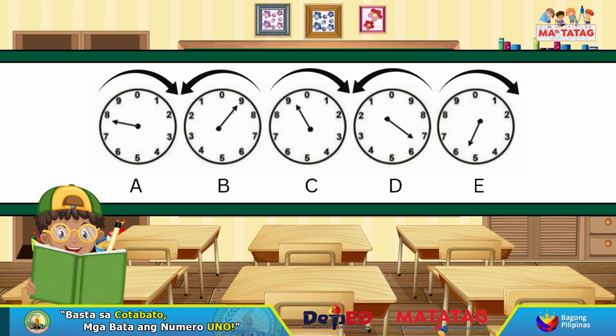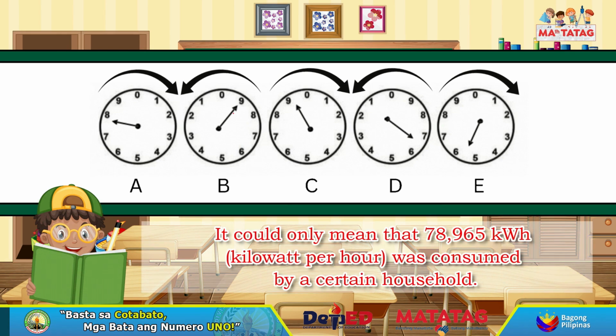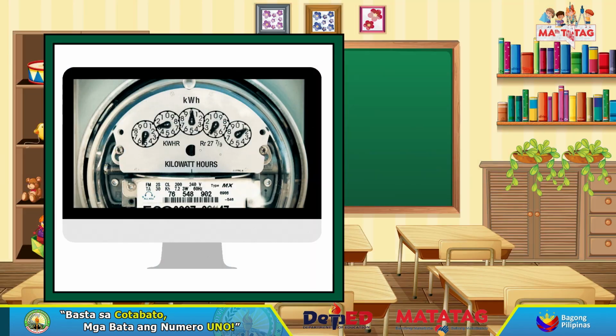Now, how can you interpret all these dials? It could only mean that 78,965 kilowatt per hour was consumed by a certain household. We're done reading electric meters.